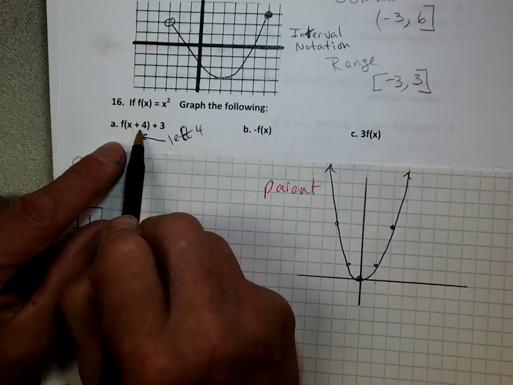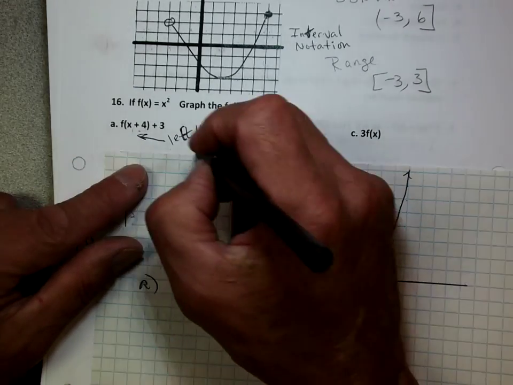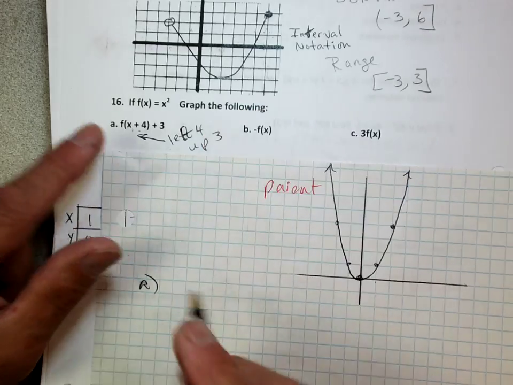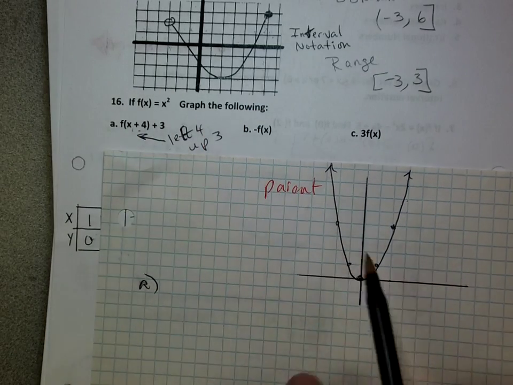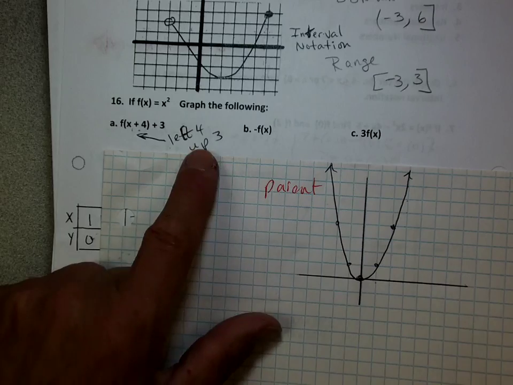Because I go the opposite direction. So I'm going to go back 4 and I'm going to go up 3. So let's take the vertex and move the vertex left 4 and up 3.